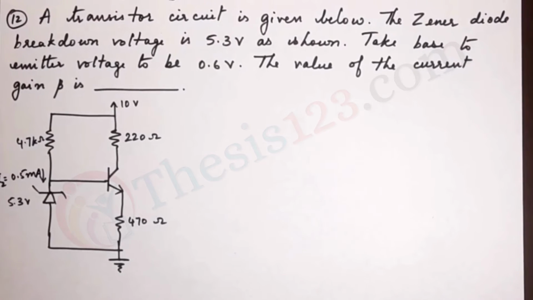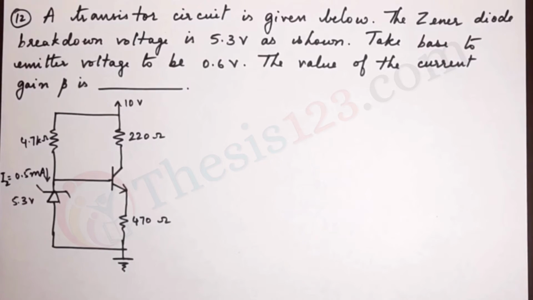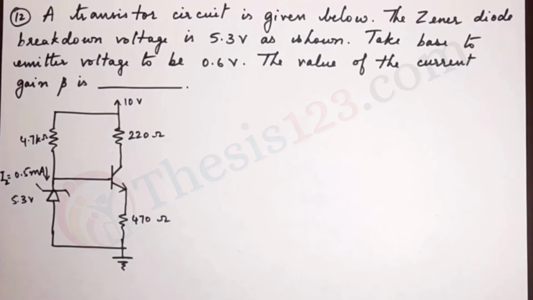Okay, so here's the next question, number 12. A transistor circuit is given below. The Zener diode breakdown voltage is 5.3 volts as shown. Take base to emitter voltage to be 0.6 volts. The value of the current gain beta is dash. So this is not a multiple choice question and we will have to work it out and find the answer.